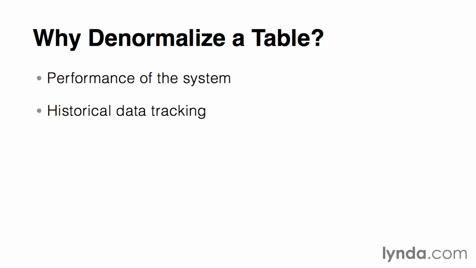The normalization process is all about removing redundant information from your database and helping to prevent data anomalies that can creep in when repeated information isn't updated simultaneously. So why would you want to denormalize a table? Well, there are two reasons: performance and to track historical data. First, let's take a look at performance.